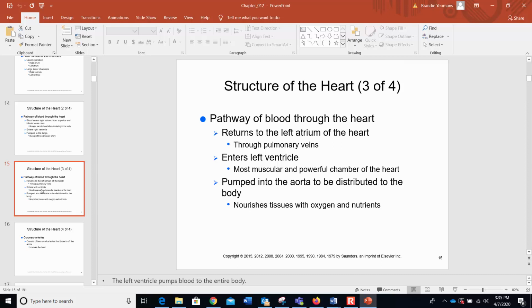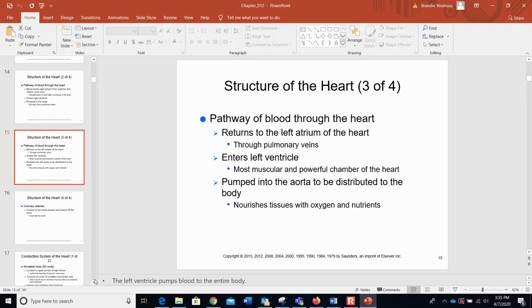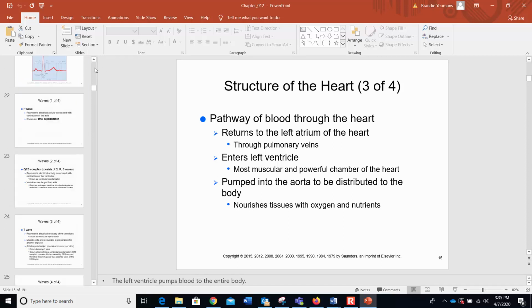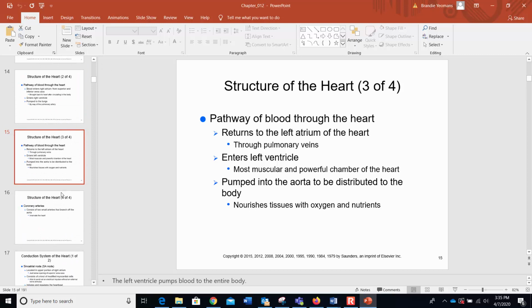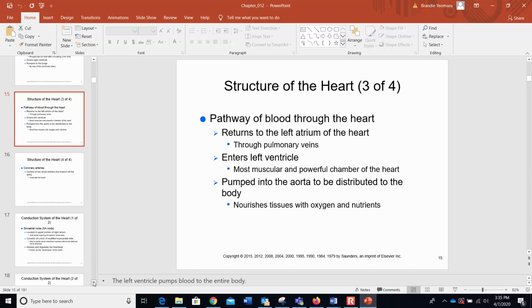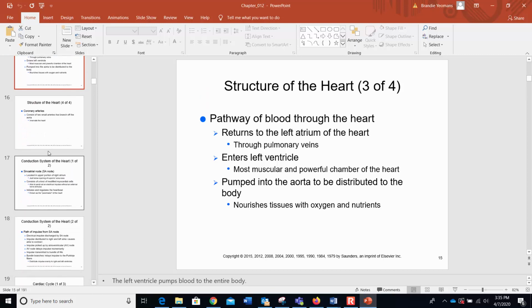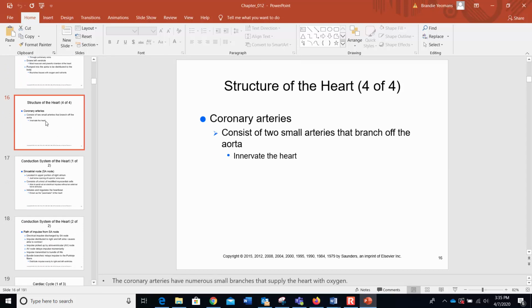Then the blood's going to enter through the left ventricle, and then it's going to be pumped into the aorta. Then it's going to be carried all throughout the rest of the body, because that big aorta pushes it out with those nice hard contractions. Now, that's also going to distribute not just bright red blood, but the reason why it's bright red is because it's full of oxygen and other nutrients.